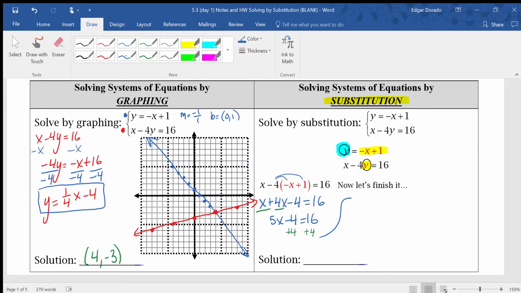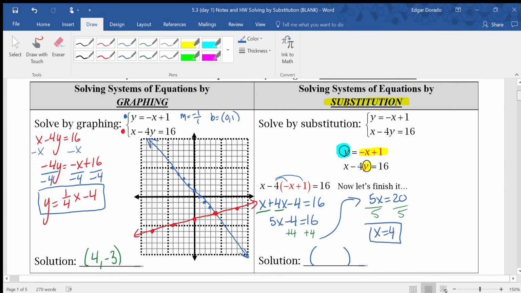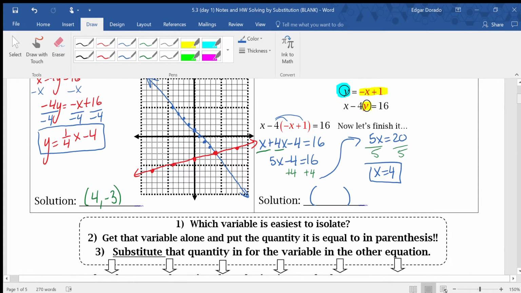And then I'm actually going to go ahead and work up here. So that is 5x equals 20, divided by 5, divided by 5. And we get x equals 4. So in my ordered pair for my solution, because we know our solutions are usually ordered pairs, then we're going to have a 4 here.